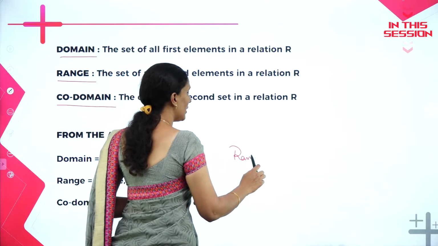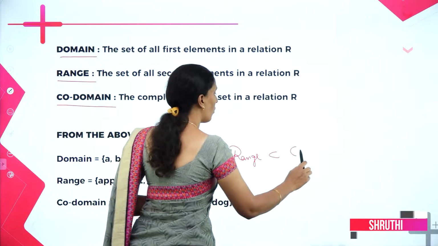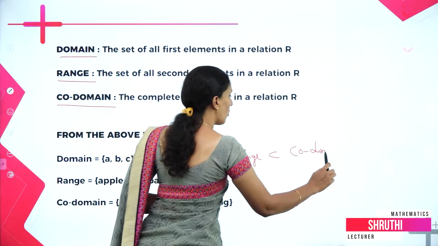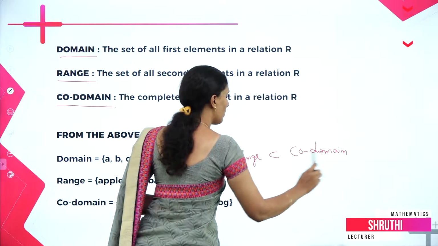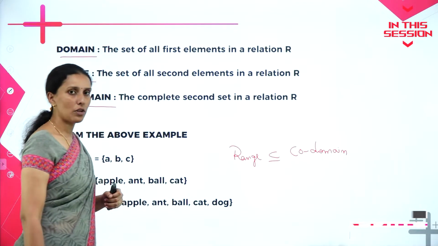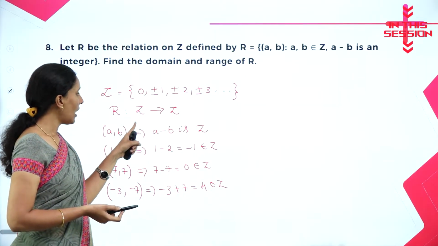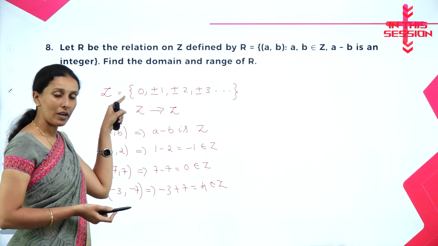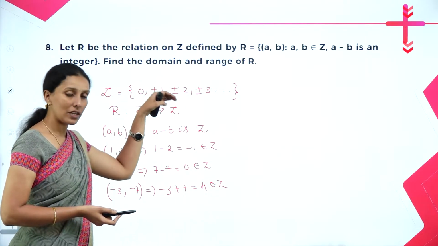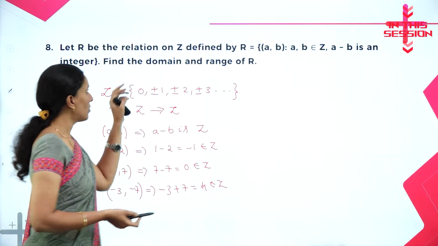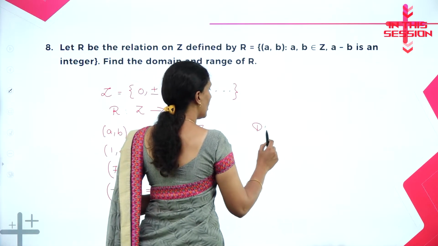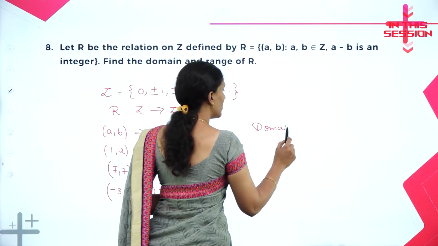Range is always a subset of codomain. Sometimes it is also equal to codomain. So that's why we write range as a subset of codomain. All the numbers in the set of integers are in relation here, whose image is also a set of integers. So therefore clearly we can say here the domain is the set of integers only.